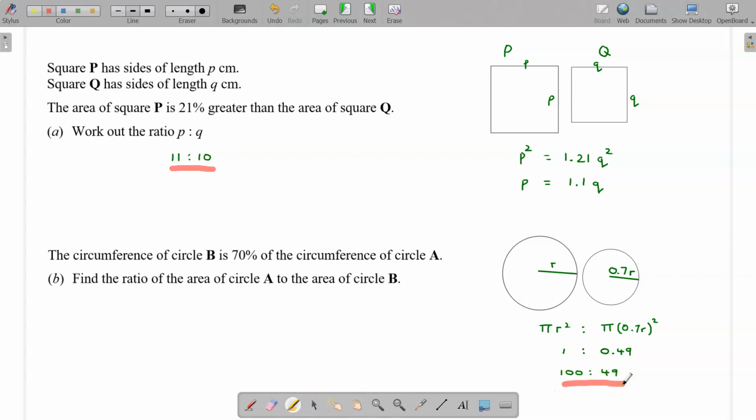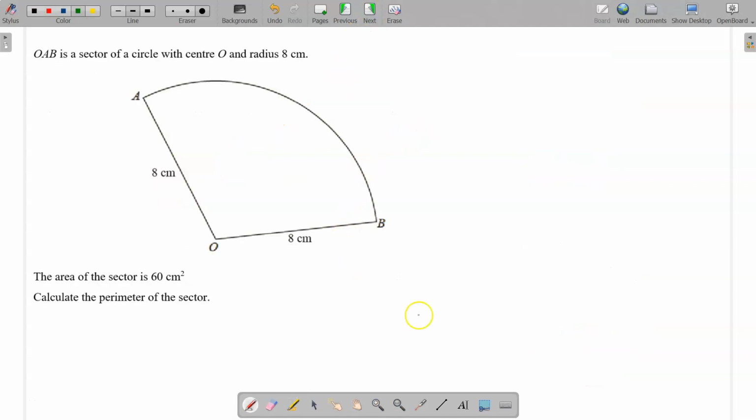Next question. In this question we've got to work out the perimeter of this sector, and we're told what its area is. We know that the area of a sector comes from a fraction of a circle's area, and the fraction depends on the angle in here.